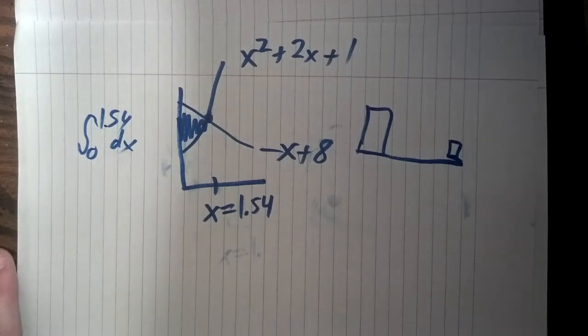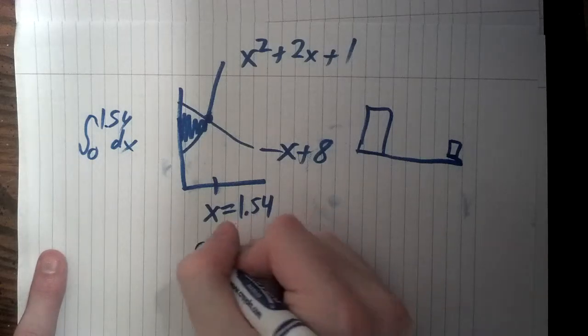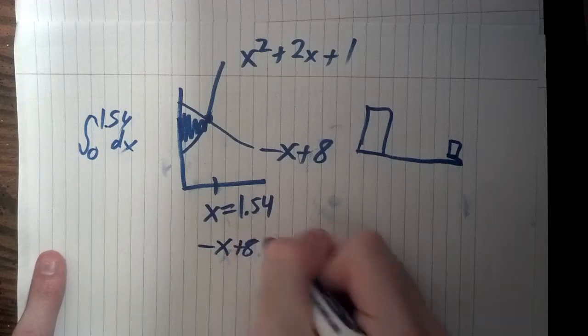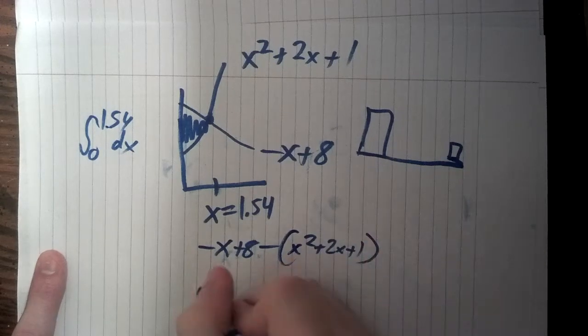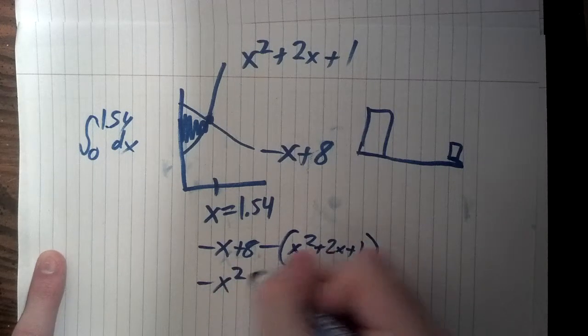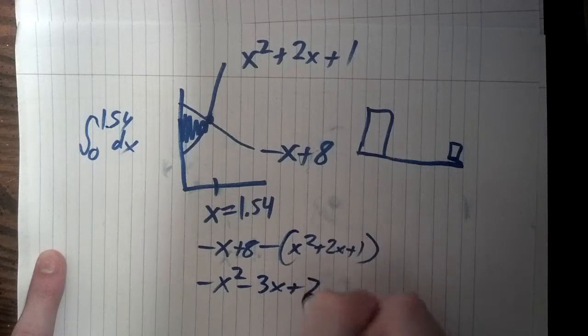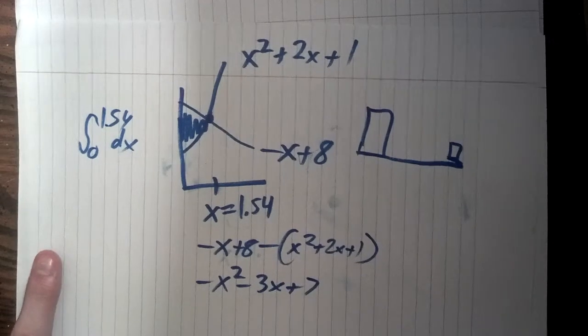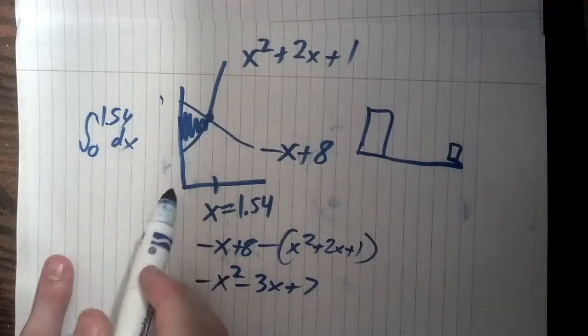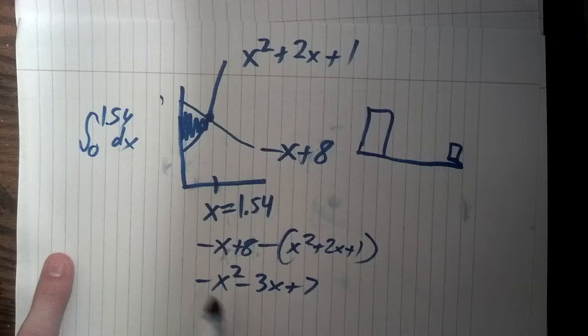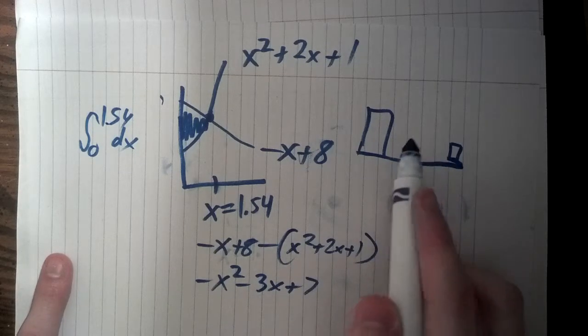For area, we were working with the graph of the height. That graph can still help us here, can help us a lot actually, so why don't we get it again, which is top minus bottom: negative x plus 8 minus x squared plus 2x plus 1, that comes out to a nice negative x squared minus 3x plus 7. That's the graph of our height in between these points. But now we know that the distance in between here, which is our height, which is what we found here, is also the base of a square.